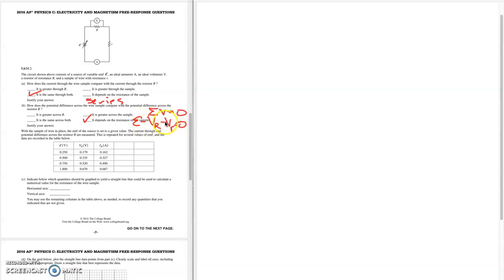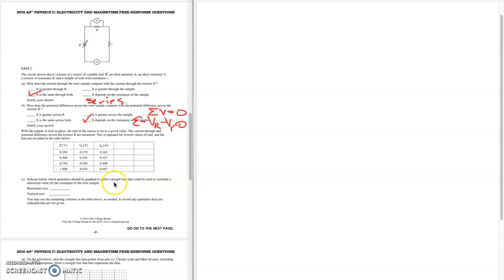These two guys depend entirely on how big the resistances are. So if this is a small resistor, most of the voltage drop will come through the resistor big R. But if this wire sample has a big resistance, then it is going to have most of the potential energy drop.